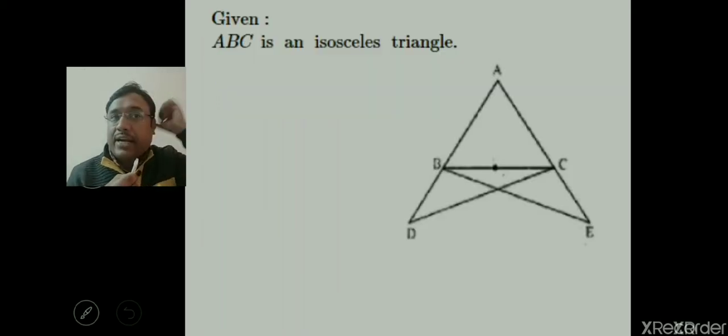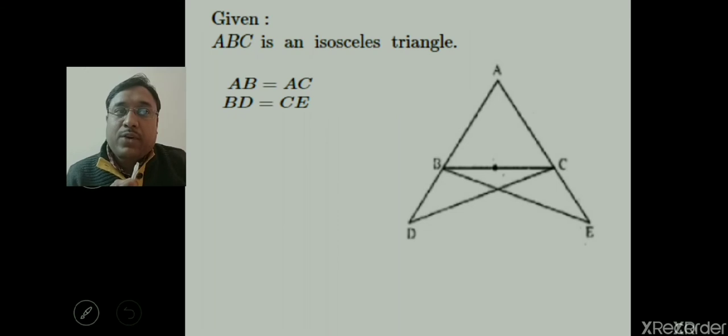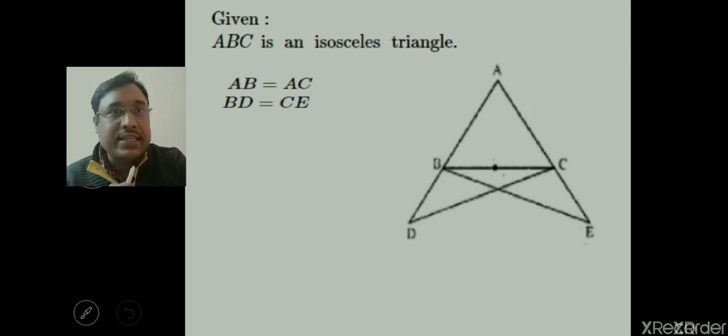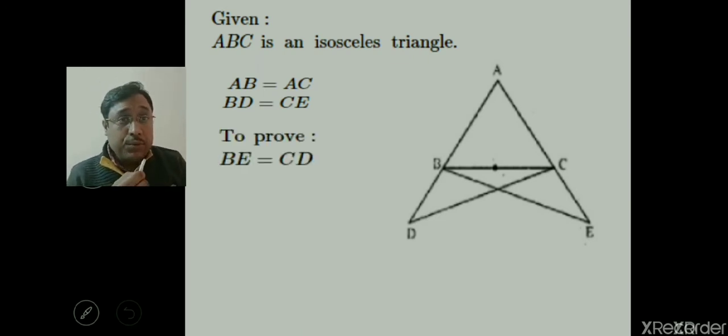Then you may write that given ABC is an isosceles triangle, then AB equals AC. AB and AC are equal, that is given, and BD equals CE, that means the produced parts of both sides AB and AC are equal, which is given in the question. So BD and CE are also equal, both are given here. You have to prove BE equals CD.